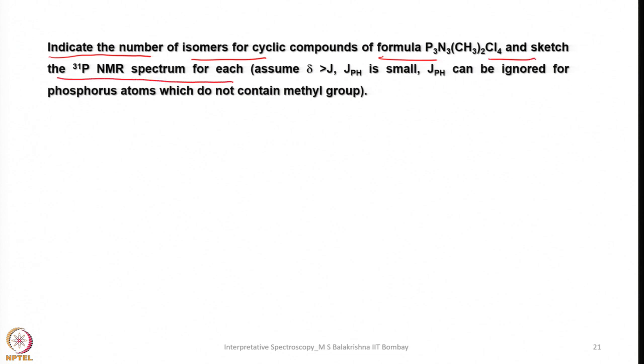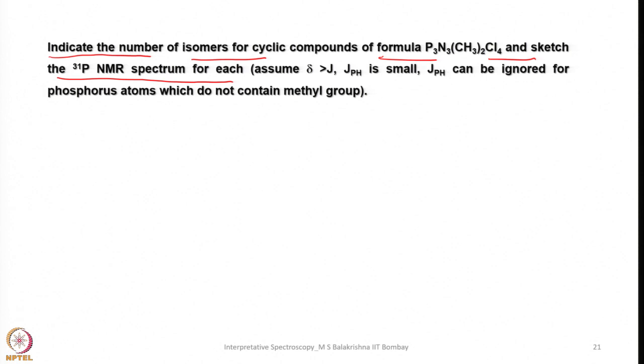In this case, some hint is given. Assume delta is much larger than J and JPH is small. If JPH is small, it can be ignored for phosphorus atoms which do not contain methyl groups. That means when you are writing like this, we have 2 methyl groups and 4 chloro groups. If we write all possible isomers, it so happens some of the phosphorus atoms will not have chlorine. In that case, they will be a little farther from the methyl groups, and the JPH can be ignored.